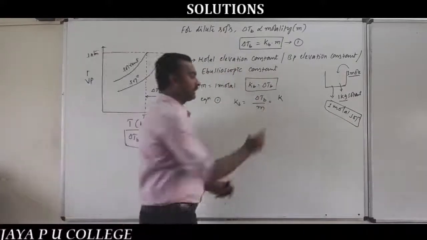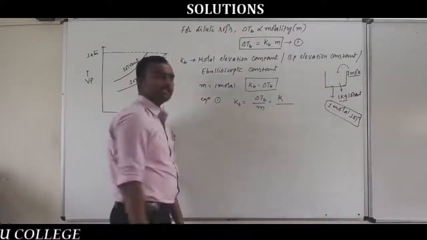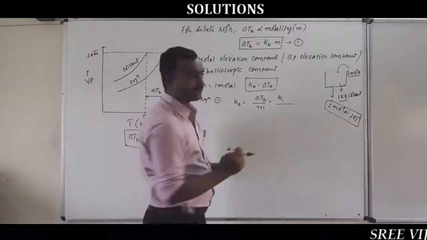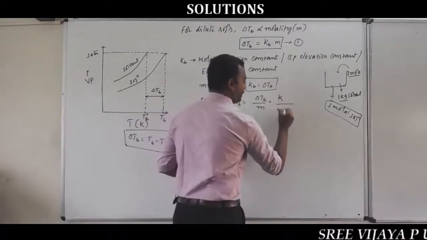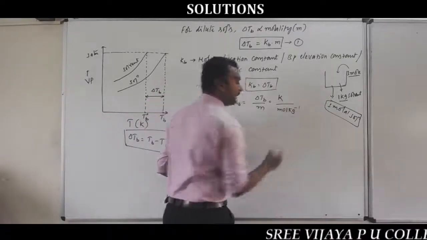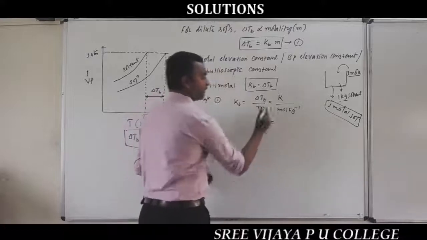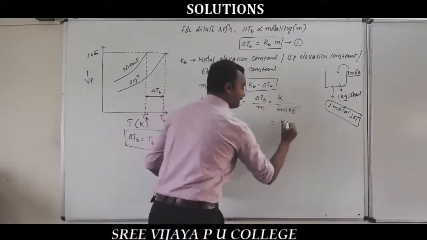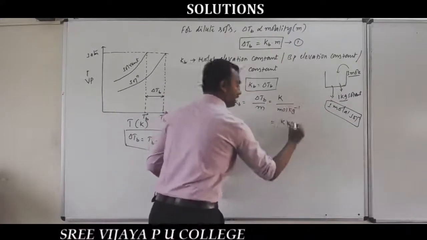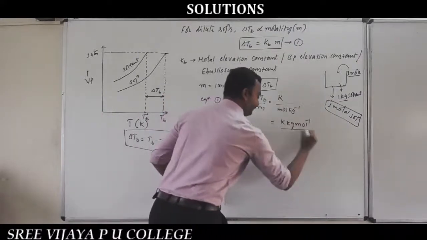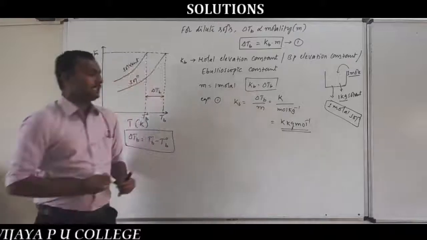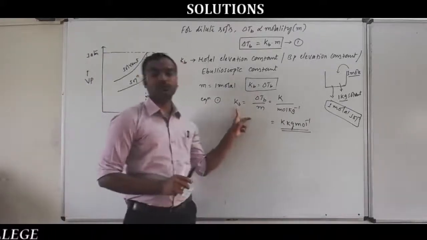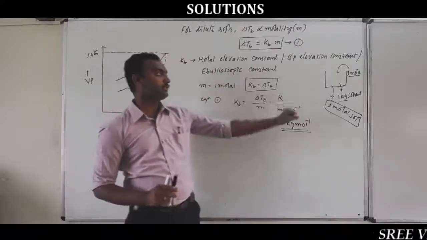Temperature is measured in Kelvin, divided by molality. What is the unit of molality? That is the number of moles of solute dissolved in 1 kg of solvent. Therefore the unit is mole per kg. So what happens here? Kelvin divided by mole per kg: the kg comes to the numerator, and mole goes to the denominator. Very, very important: Kelvin kg per mole is the unit of ebullioscopic constant, or molal elevation constant, or boiling point elevation constant.